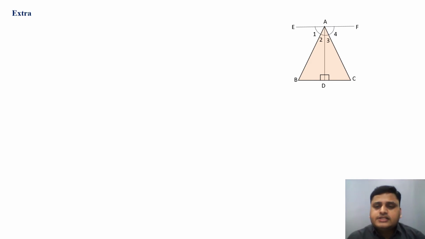See, here it is given that EF is a line and angles were marked 1, 2, 3, 4, and AD is perpendicular to BC. One triangle is there. This is another extra question that we are going to discuss right now. So in this figure, let's start the description of this figure.